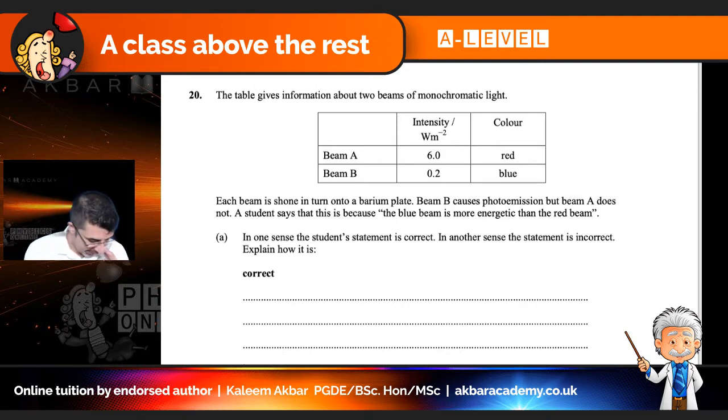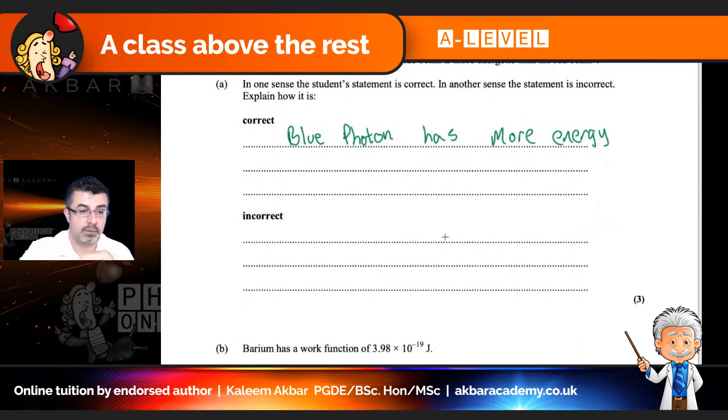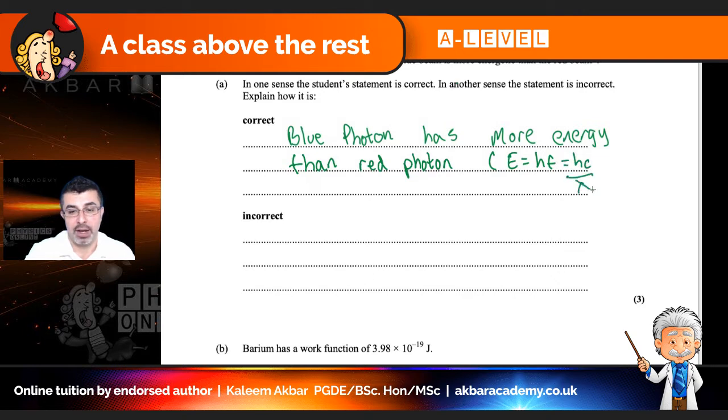Okay, so why is the student correct? Well, basically, the blue photon has more energy than the red photon. Remember, the formula is E equals hf or hc over lambda. And basically, the bigger the wavelength, the smaller the frequency, or the smaller the wavelength, the bigger the frequency. So blue light has a smaller wavelength, therefore a bigger frequency, and energy is proportional to frequency. So the blue photon is more energetic than the red photon.